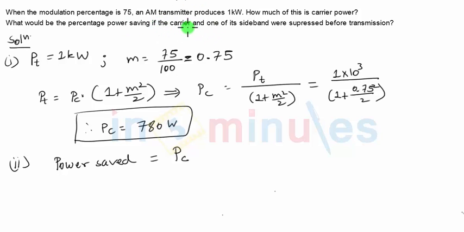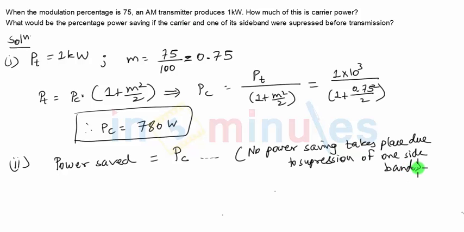So please remember that generation of suppressed carrier signal is possible without generating carrier at the output side, which can be done using balanced modulator, ring modulator, etc. But generation of single sideband is never possible in first go. We have to first generate two sidebands and then generate one sideband by suppressing the other one. So power saving is only due to the suppression of carrier. So power saved is Pc, and we already know carrier power, which is 780 watt.